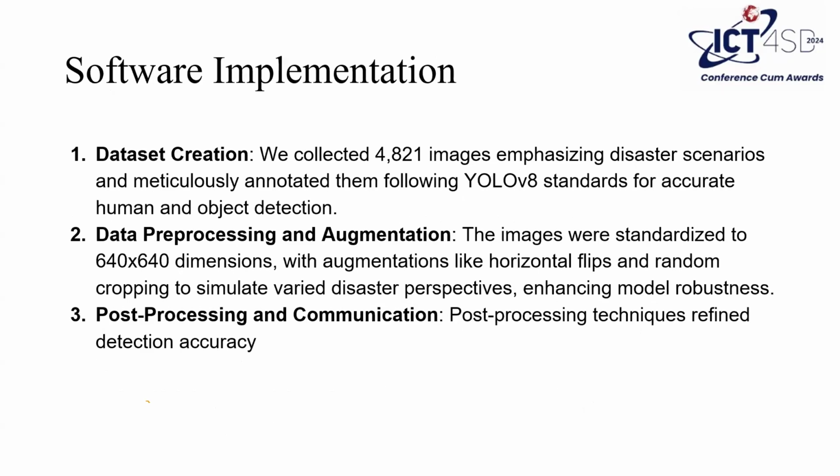Software implementation, dataset creation. We collected around 4,821 images that emphasized disaster scenarios and meticulously annotated them, following the YOLOv8 standards for accurate human and object detection. Data preprocessing and augmentation. The images were standardized to a size of 640 by 640 in dimension, with augmentations like horizontal flips and random cropping to simulate very varied disaster perspectives, enhancing model robustness. Post-processing and communication. Post-processing techniques refine detection accuracy.